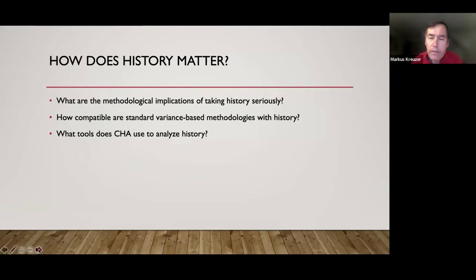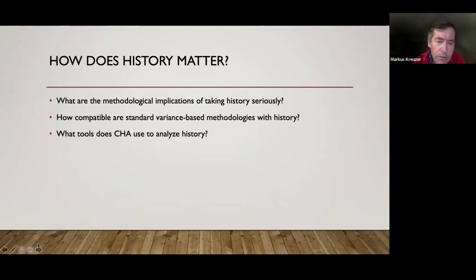So there is broad understanding that history does matter. But what are the implications if you take history seriously, right? What are the methodological implications for taking history seriously? And most importantly, how compatible is a more historical mode of analysis with the standard variance-based methodologies? And what tools does comparative historical analysis use to analyze histories? So these are the three questions that I'm trying to answer.